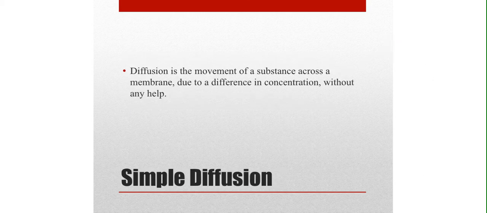Okay, so simple diffusion, or just shortened to diffusion, is the movement of a substance across a membrane due to a difference in concentration without any help. So it's a lot of words. Basically, I'm just saying the same thing I already said for passive transport. We are moving substances across the membrane. We're going from high to low concentration. We're not using any help. Things just move back and forth. This simple movement occurs due to the difference in concentration, like I already told you, from one side to the other.